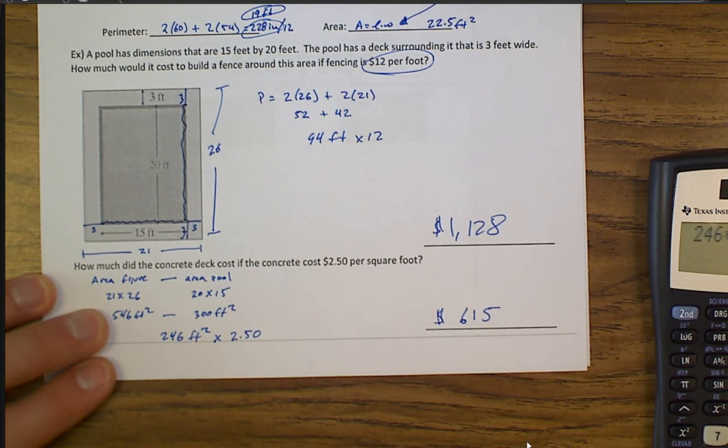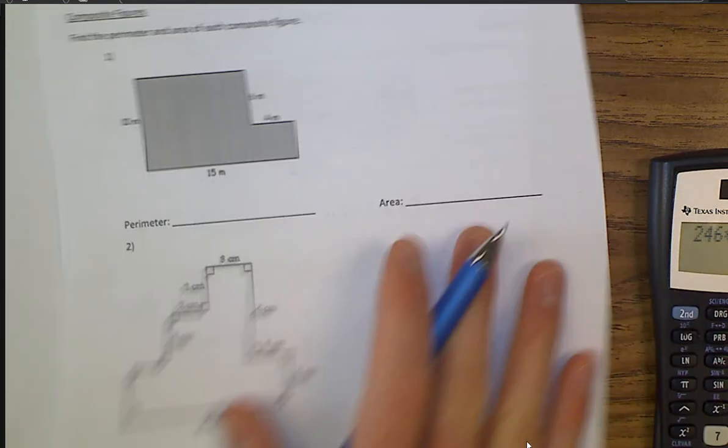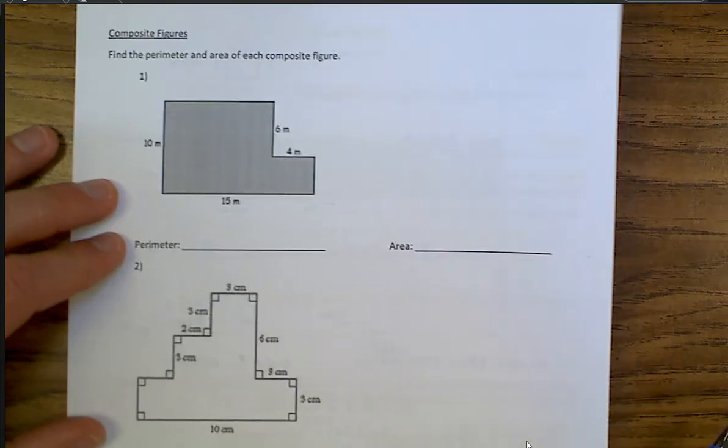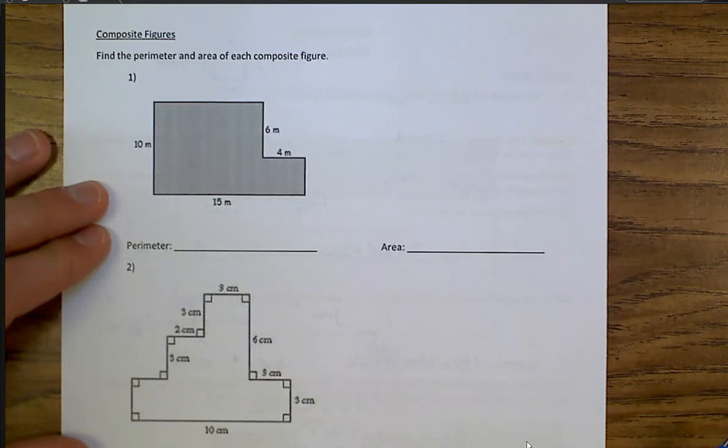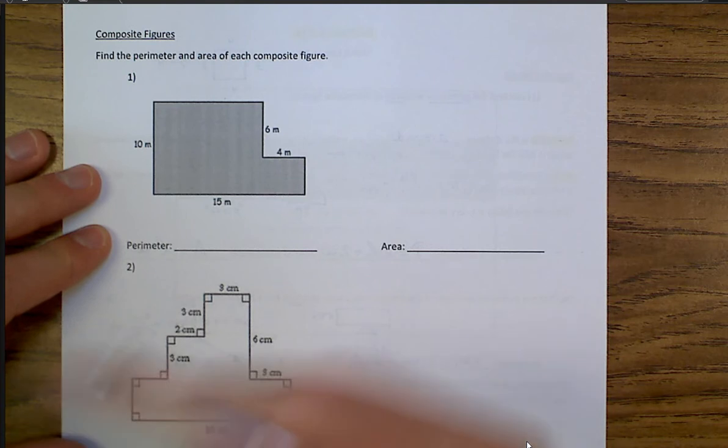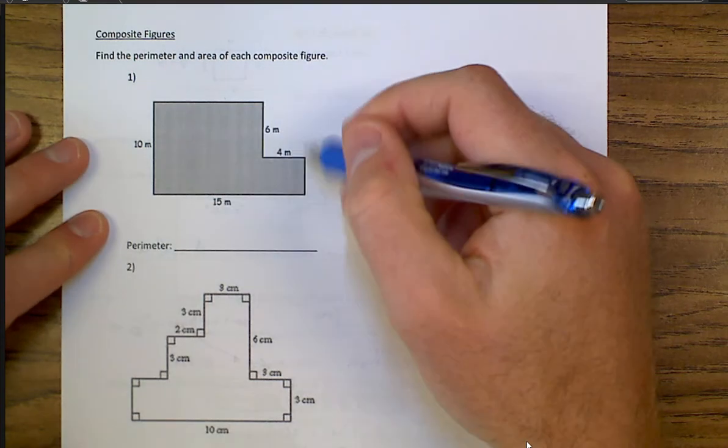Okay? On the back side, these are your composite figures here. So you've probably had some experience with this. It says find the perimeter and area of each composite figure. So what I like to do is try to figure out where my missing units are.